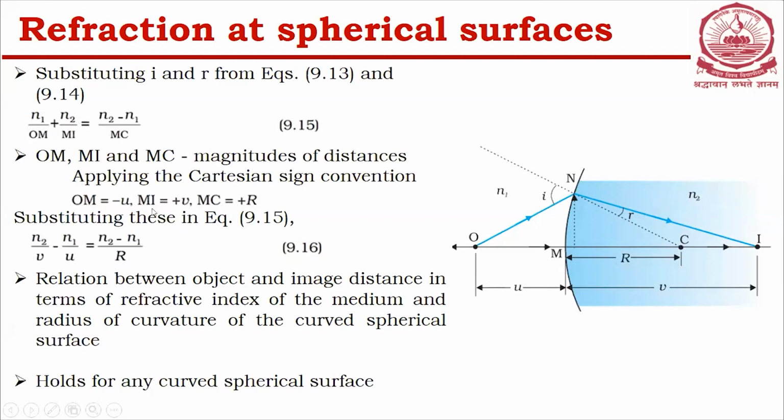If you apply all this sign convention here, then you will get N2 by V minus N1 by U is equal to N2 minus N1 by R. So this is the equation for a spherical refracting surface. This is the relation between object and image distance in terms of the refractive index of the medium and the radius of curvature of the curved surface. This relation holds for any curved surface. I have taken one spherical refracting surface, which could be concave or convex. Both cases it is applicable.